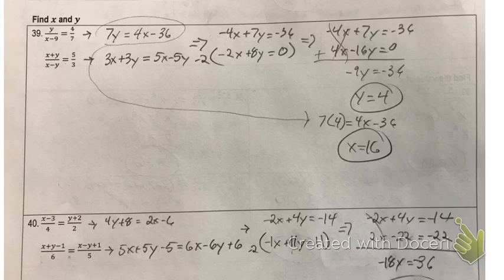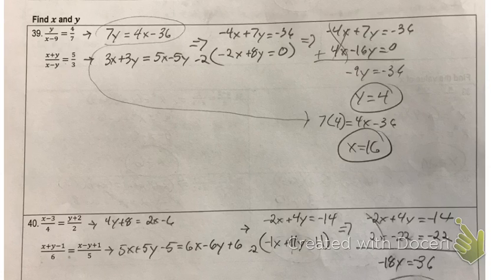I cross multiply the top one, which gave me 7y equals 4x minus 36. And then I cross multiply the bottom one, which gave me 3x plus 3y equals 5x minus 5y. Then I convert them to their two equations with the x's and y's lined up. So I would have negative 4x plus 7y equals negative 36 on top. And on the bottom I got negative 2x plus 8y equals 0.